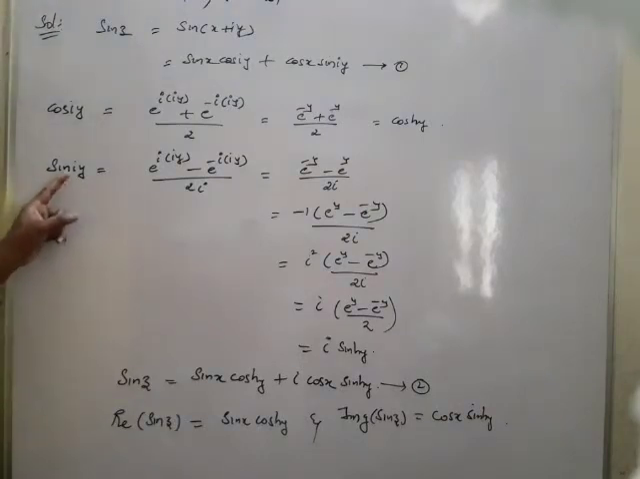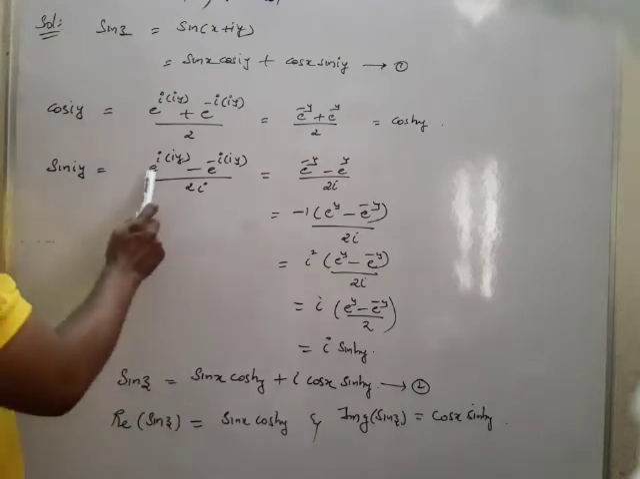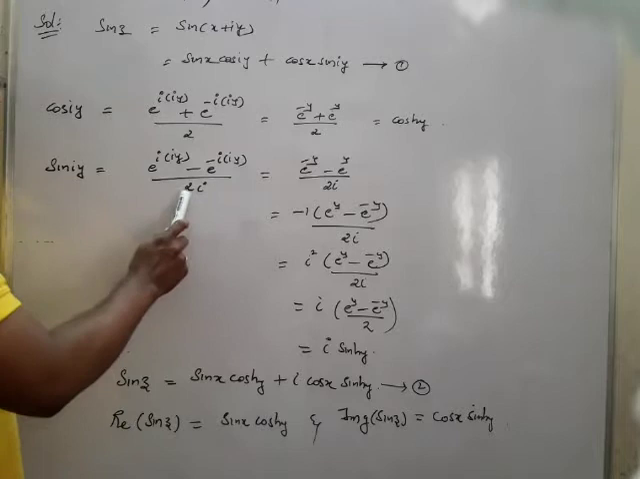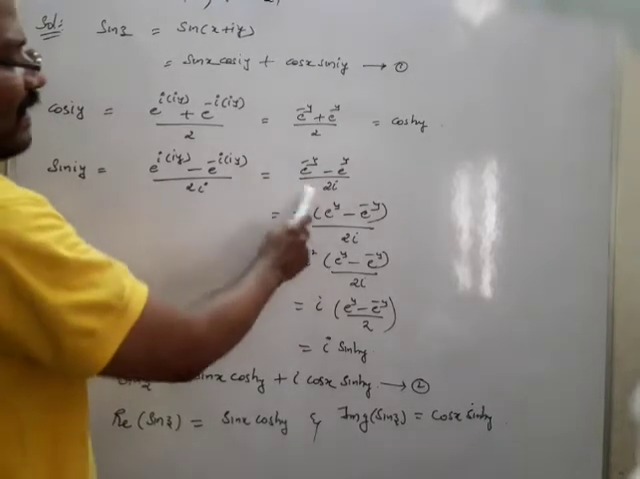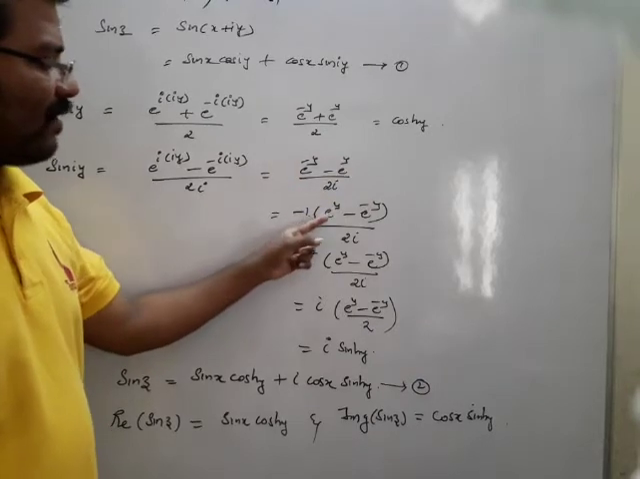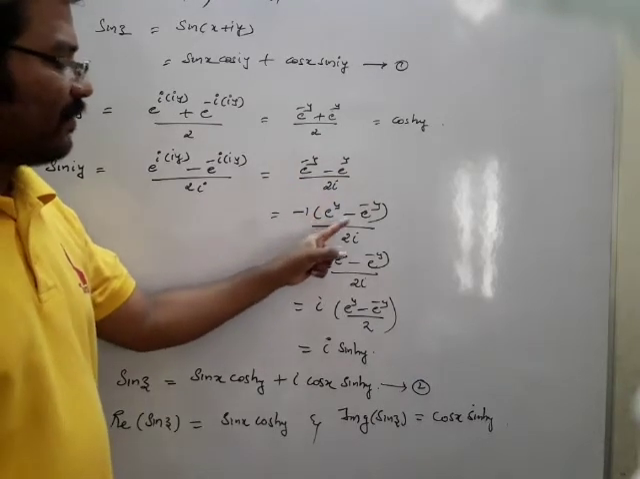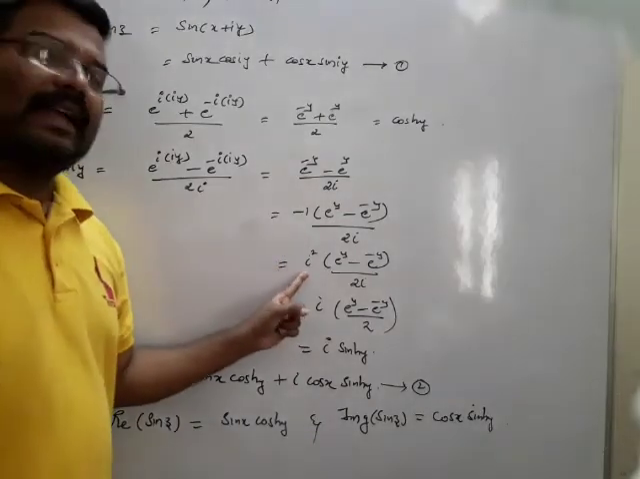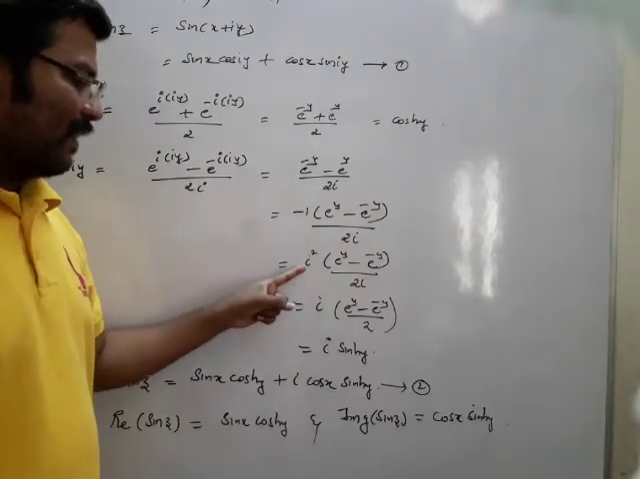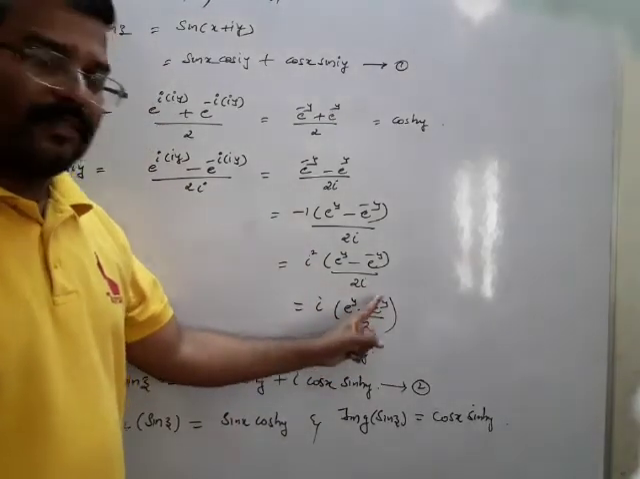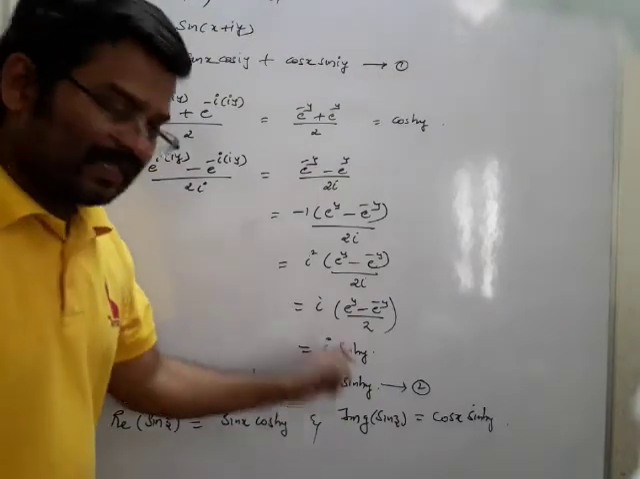Similarly, sin iy is e to the power i(iy) minus e to the power minus i(iy), by 2i. Now I am taking e to the power y to this side, taking minus common, and minus and minus give plus, so again you get the same. This minus I am writing as i squared, which is minus 1. So i and 1/i will cancel, and we get i into e to the power y minus e to the power minus y, by 2. So you got i sin hy.